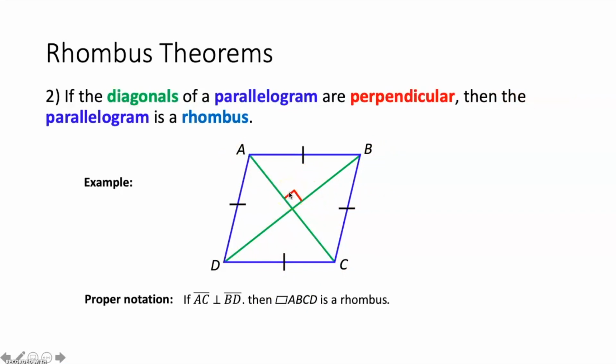to each other. The second rhombus theorem says if the diagonals of a parallelogram are perpendicular, then the parallelogram is a rhombus. So this is just the converse of the first one. If we know that it's a parallelogram where the diagonals are perpendicular, the parallelogram must be a rhombus.